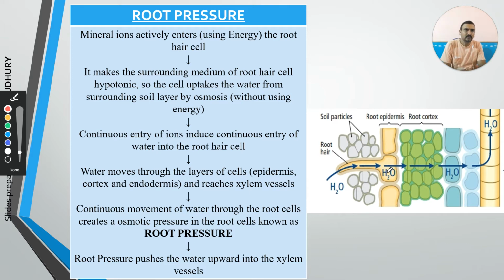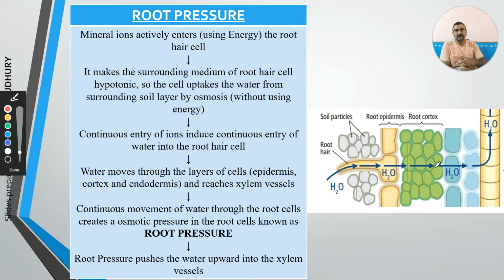We know that water always moves from hypotonic to hypertonic, that is from low concentration to higher concentration. So by the process of endosmosis, the water will start entering from outside into the root hair. Continuous entry of mineral ions ensures that water keeps on entering into the root hair cells. When these cells get filled with water, obviously water will start moving to the next cell, and then to the next cell layer, then to the next cell layer.